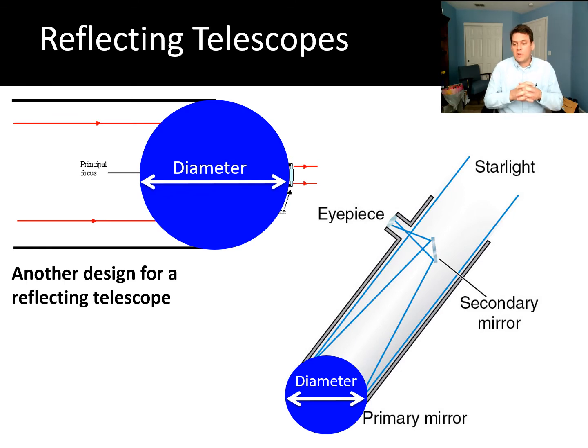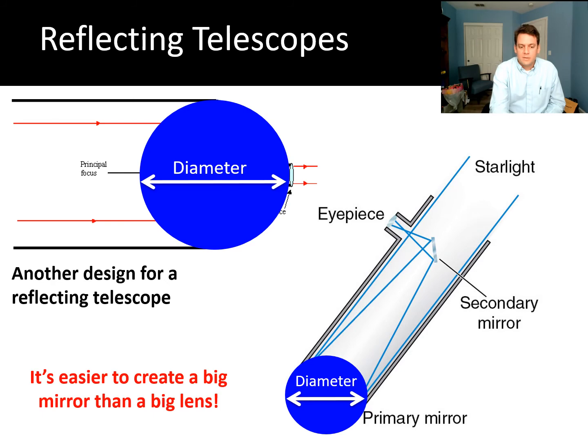But just as with refracting telescopes, the power of the telescope is determined by the diameter of the aperture. There's no lens here, it's a mirror, but the size of that mirror determines how much light is captured and focused. So the diameter of the mirror is the most important piece in determining the power of the telescope. And as I said, it's much easier to make a big mirror than to make a big lens, and that's one of the main selling points of these reflecting telescopes.